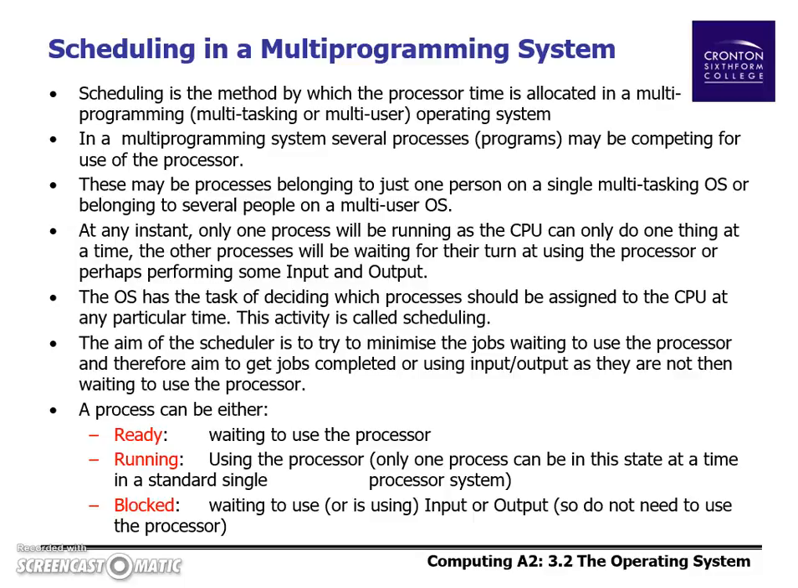And blocked, which means it is waiting to use or is using an input or output device, so it does not need the processor, so it's blocked from using the processor. So really, we can only have one running application. We want to minimize the number of ready processes we've got waiting to use the CPU. We want as many blocked processes as we can because they are then using other peripherals.